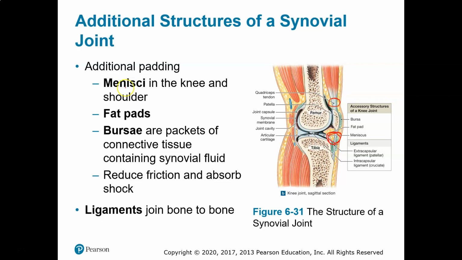The meniscus or menisci in the knee are very tough pads of cartilage that help to support. There's one on this side too. They help provide support to the joint. Fat pads cushion the joint. Bursa, you may have heard of a person having bursitis, which is inflammation of the bursa. But bursa are packets of connective tissue that contain synovial fluid, and they help reduce friction and absorb shock, along with the fat pads and the menisci.